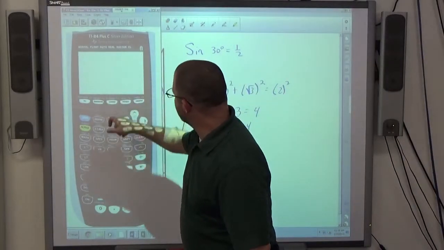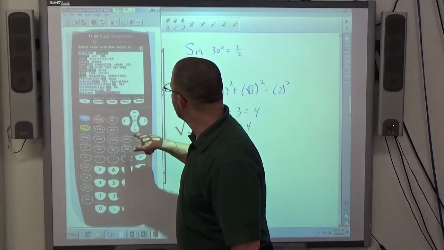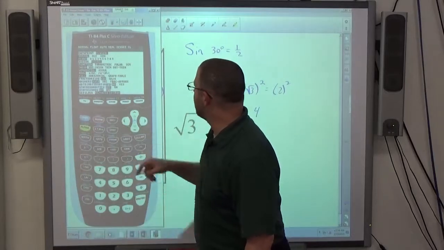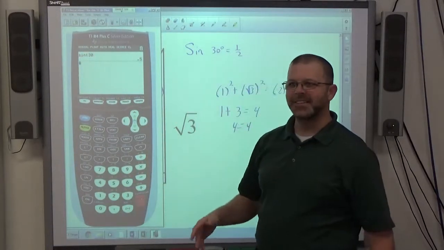All right, now I'm in radians. I just noticed this on my calculator. I don't know if you got the blue calculator, I don't know if it does that or not, but I want to be in degrees. So if I type sine of 30 in my calculator, it should be 1/2 according to this picture. And hey, it is. Ta-da.